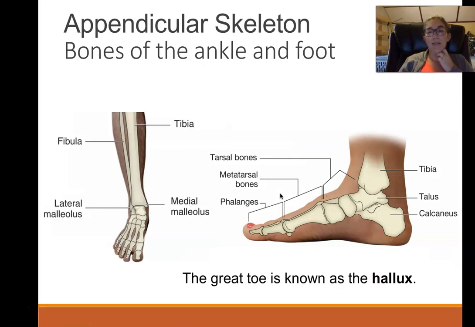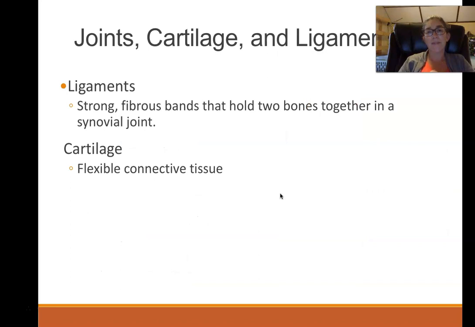Alrighty, so ligaments are fibrous bands of tissue that connect bone to bone. For example, in your knee, there are a lot of ligaments that connect the femur to the tibia and the fibula and the patella.